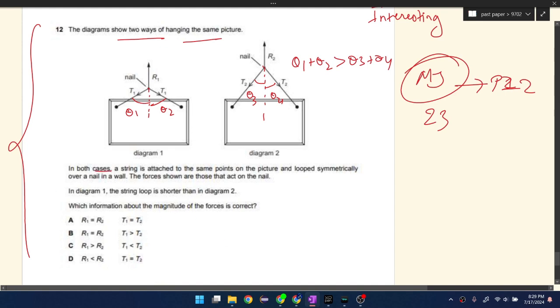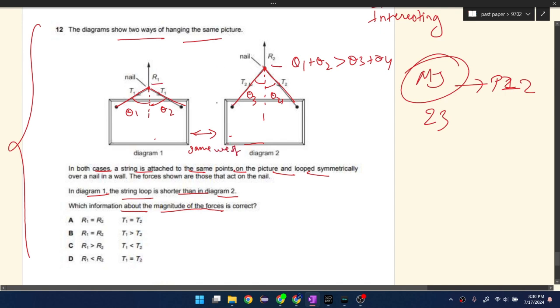In both cases, a string is attached to the same points in the picture and looped symmetrically. In diagram 1, the string loop is shorter than diagram 2. First and foremost, what you need to understand is this is a nail, right? There's a nail here. What it's doing, it's holding the weight of the painting. But both the paintings are the same in both diagrams, so they have the same weight.